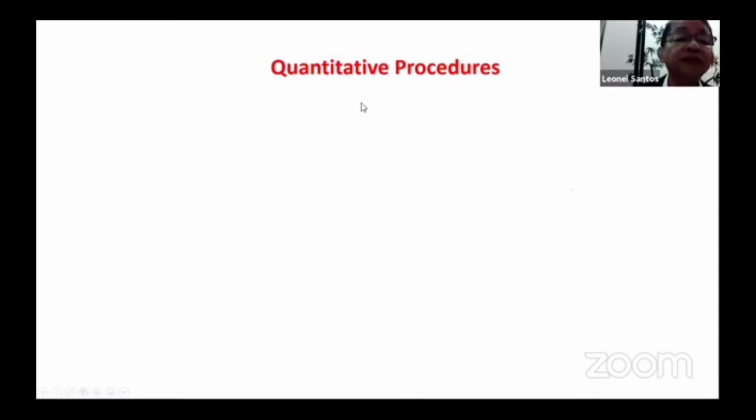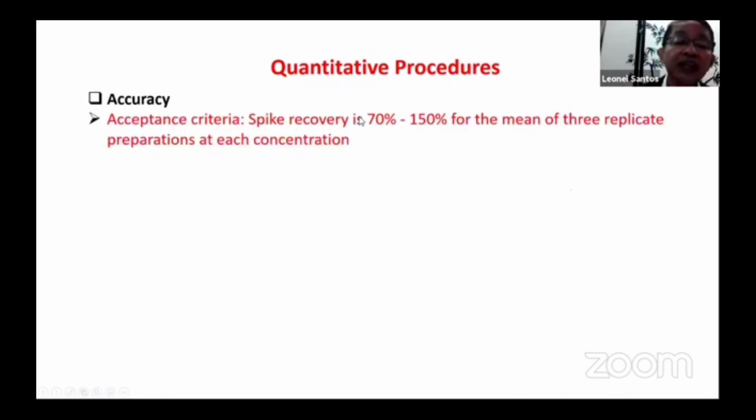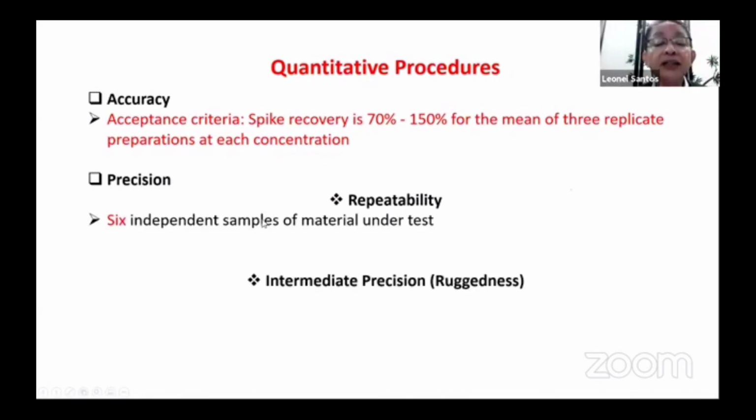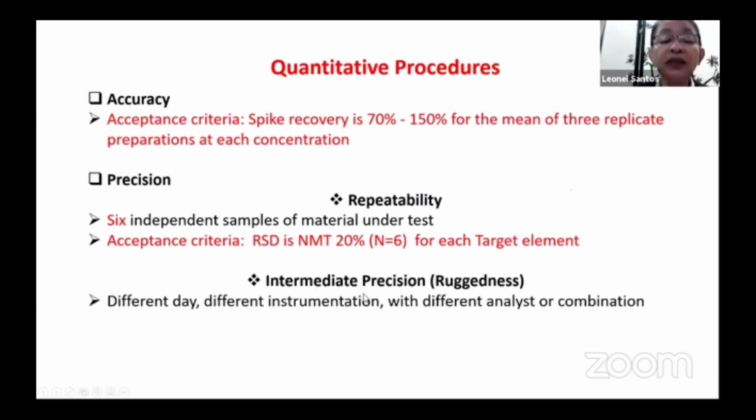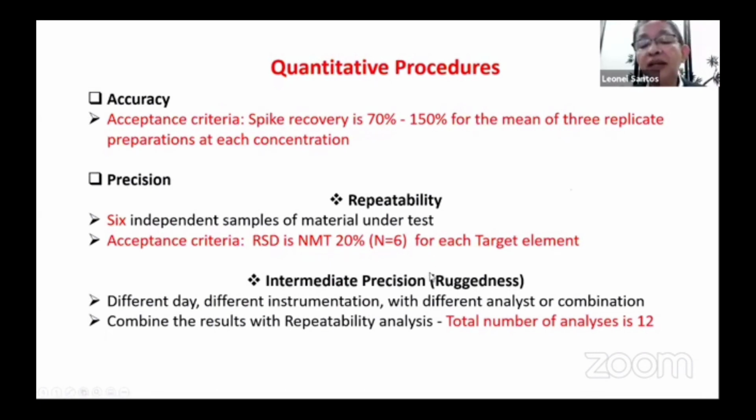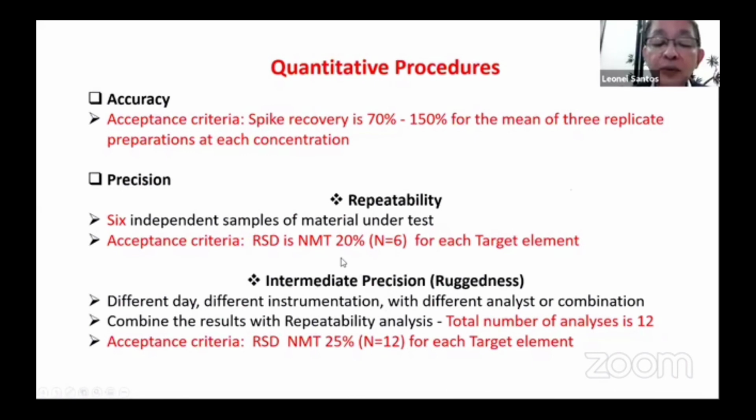For a quantitative procedure, however, you need to establish accuracy, and accuracy would be a spike and recovery experiment. Somewhere between 70 to 150 percent would be acceptable for the mean of 3 replicate preparations for each of the concentrations. In terms of precision, when you're developing a quantitative procedure for elemental impurities, the repeatability can be done using 6 independent samples of the material under test, and the acceptance criterion is an RSD of not more than 20%. You need to do intermediate precision also, which involves a different day, different instrumentation, and different analysts, and a number of analyses of 12 would require an RSD of not more than 25% for each of the target elements.